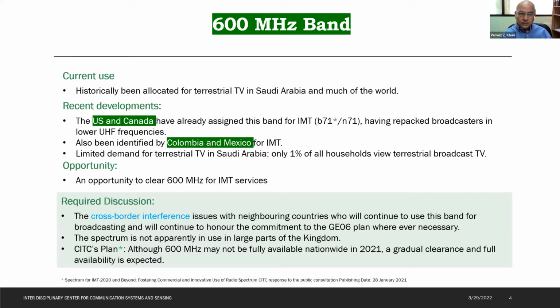Why is that? Because the demand for terrestrial TV viewing is very low, and it's decreasing every day. It has been taken over by satellite TV, which you are using in most homes. In Saudi Arabia, 95% of TV watchers use satellite TV. Only 1% of households view terrestrial broadcast TV. So the entire band is sparingly used for TV broadcasting and viewing. This creates an opportunity for us to use this band for IMT services.